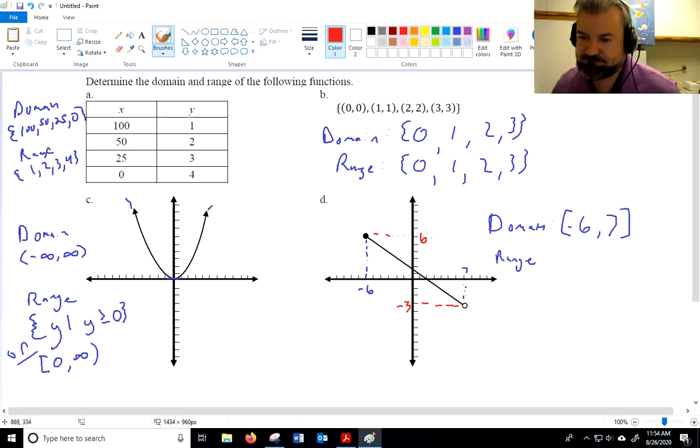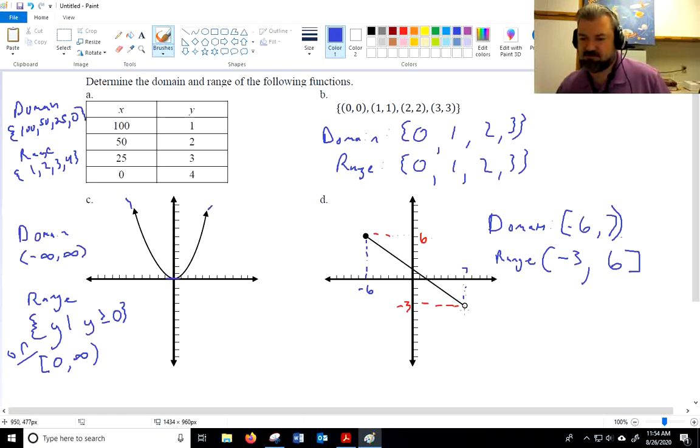Oh, you know what? Did you catch it? I just realized something. This point is not closed. I hope you did this. I hope you put a parenthesis around that 7. And then my range is going to be parentheses negative 3 to 6 with a closed bracket there. Be careful about that. I fell for that trap, didn't I?